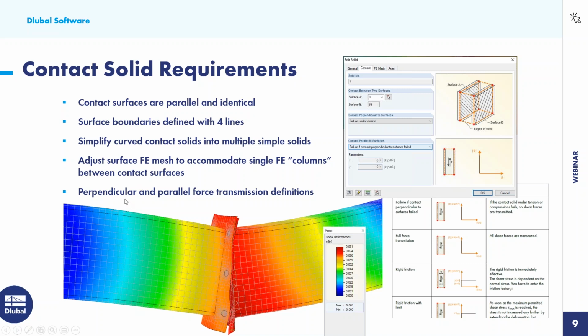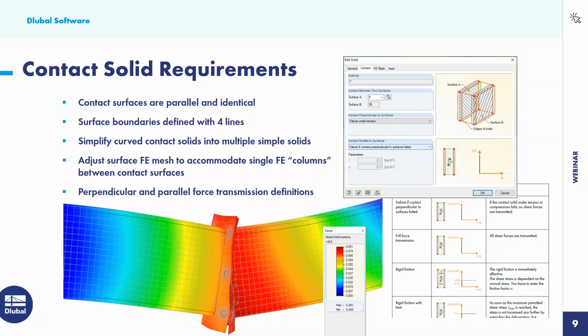And finally, we have the ability to define the perpendicular and parallel force transmission, with different definitions available in these drop-down boxes. There's actually quite a few options. So I took a quick snapshot here from our help file. This table shows all the different options, gives a nice picture and a relevant description. So definitely refer to the RFEM help file if you're interested in learning more about what options there are for the contact solid.